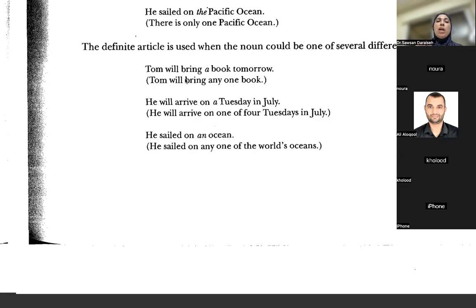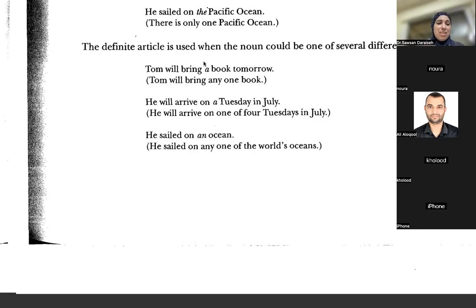Good. Imagine, Dr. Khulud, that we're taking a course on articles. We take a course on articles, on this topic. Do you think there is one book about how to use articles in general? Of course not. There will be several books. So when I say we'll bring a book, it means it will probably be about articles.